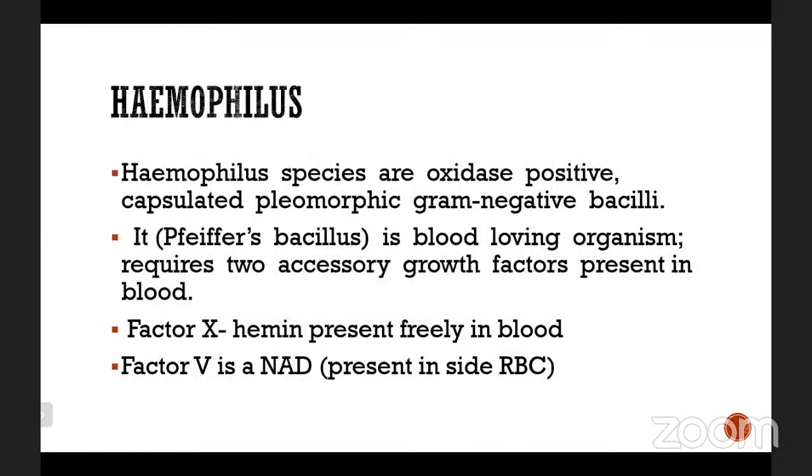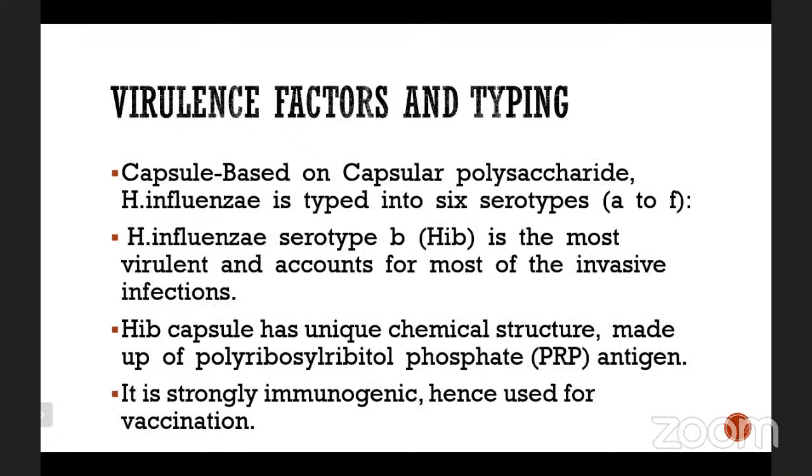Next one is Haemophilus. Haemophilus are oxidase positive, capsulated, pleomorphic gram-negative bacilli. It is a blood-loving organism. It requires two accessory growth factors present in blood. Factor 10 is hemin, present freely in blood, and factor 5 is NAD, which is present inside RBC.